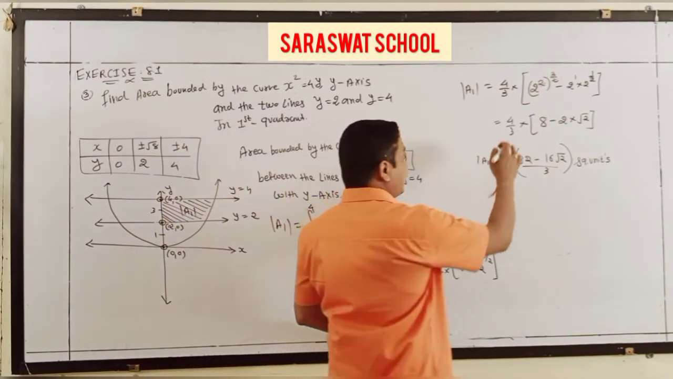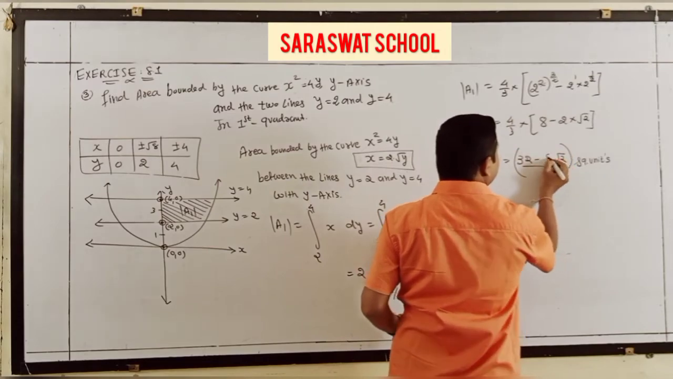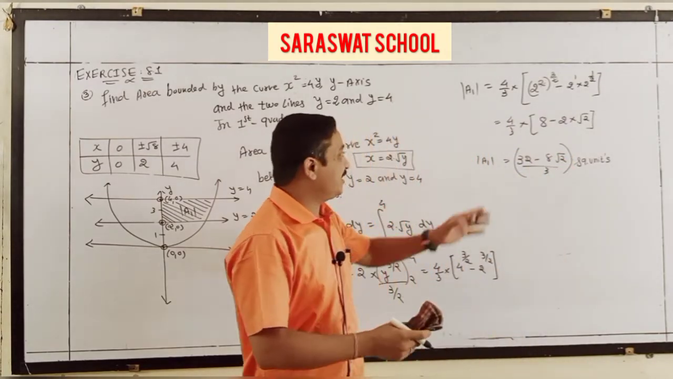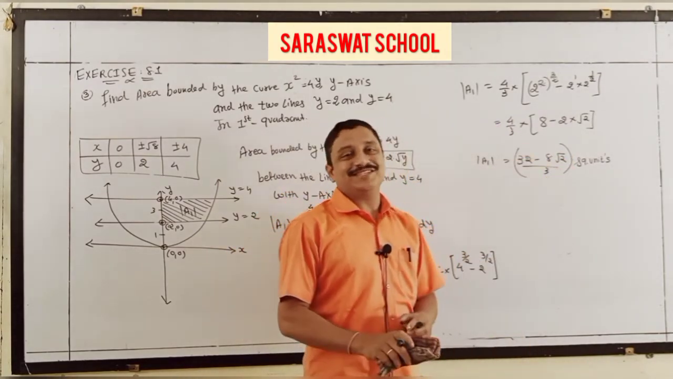Students, here by mistake I wrote 4 twos are 8, not 16. By mistake I wrote 4 twos are 8, and now students, it is corrected.